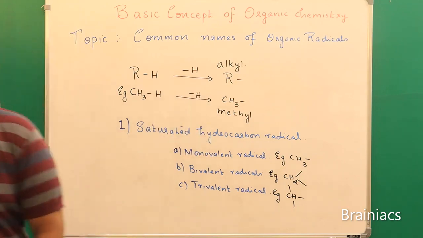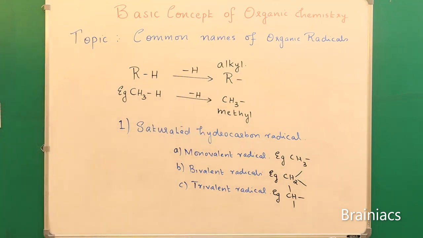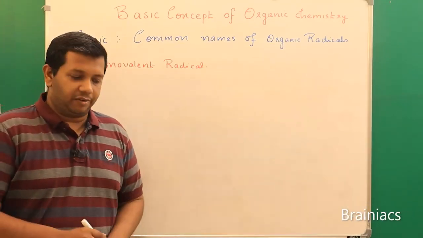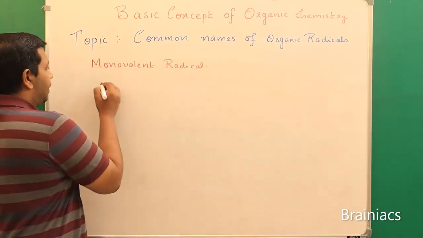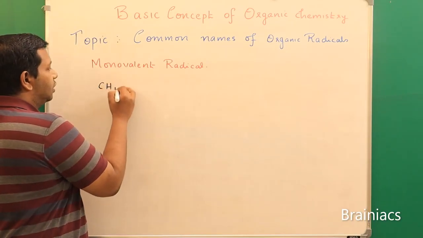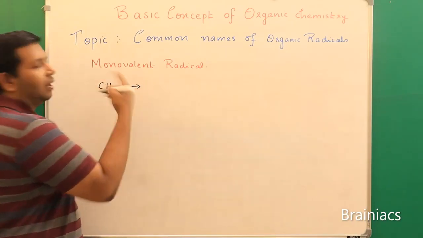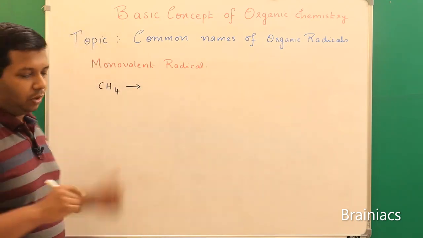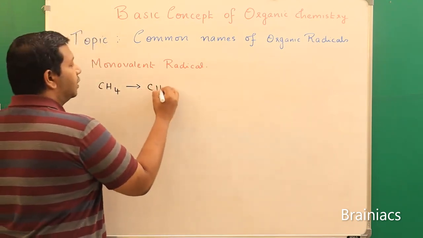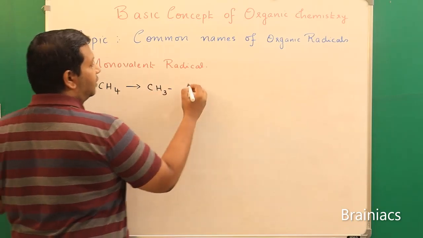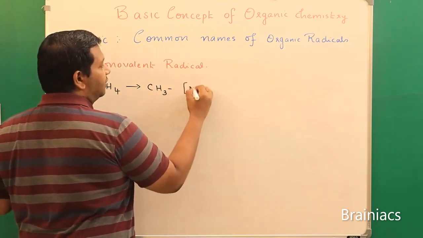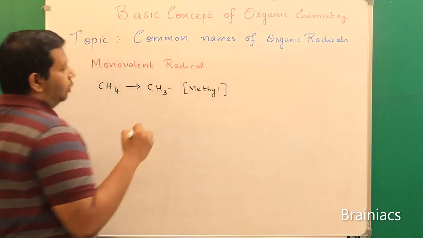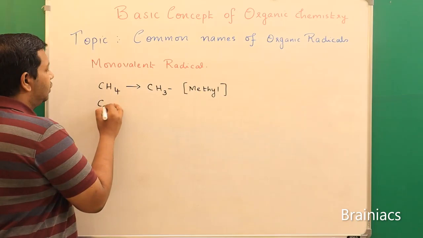Now we will see some of the important compounds and their radical names. We will try to see examples of monovalent radical. As I have explained, we know this is CH4, correct? A monovalent radical means one H is replaced. So if one H is replaced, it will become CH3. What is the name of this one? This is called methyl.